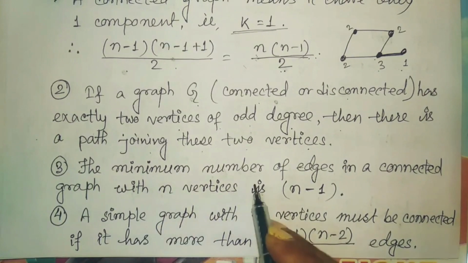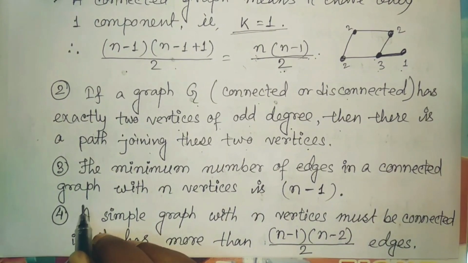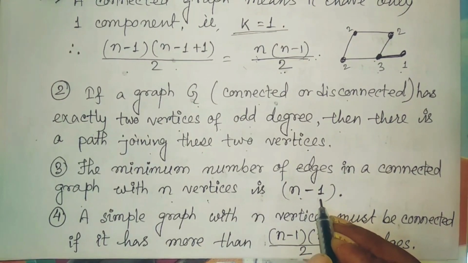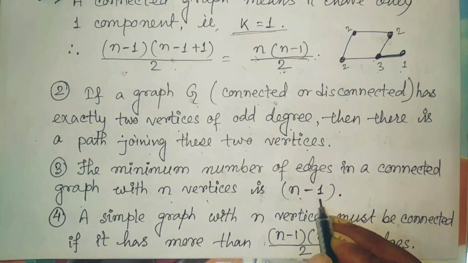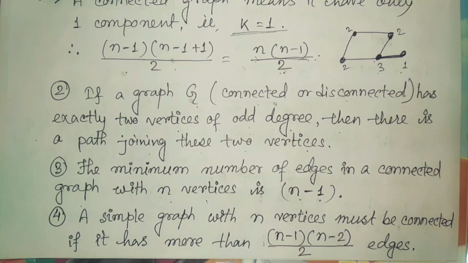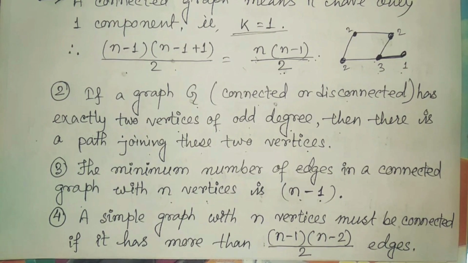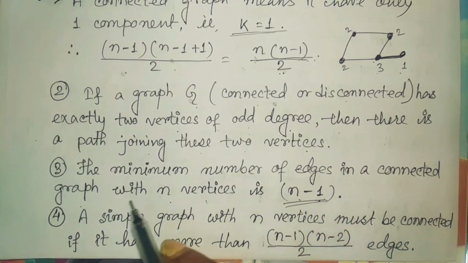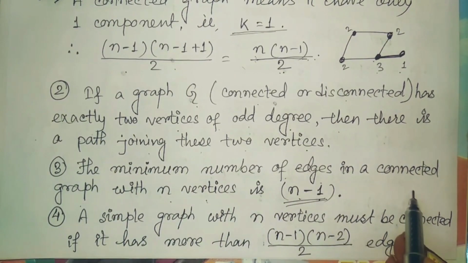The minimum number of edges in a connected graph with n vertices is n minus 1. That is again very true. If a graph is connected with n vertices, then if we consider any one vertex, it has to connect with the remaining n minus 1 vertices, then only it is connected, otherwise not. That's why we say the minimum number of edges in a connected graph with n vertices is n minus 1.